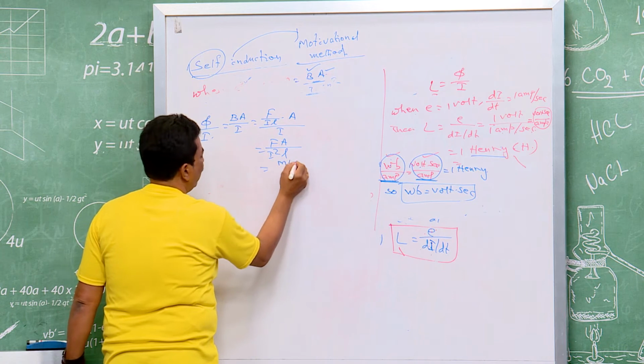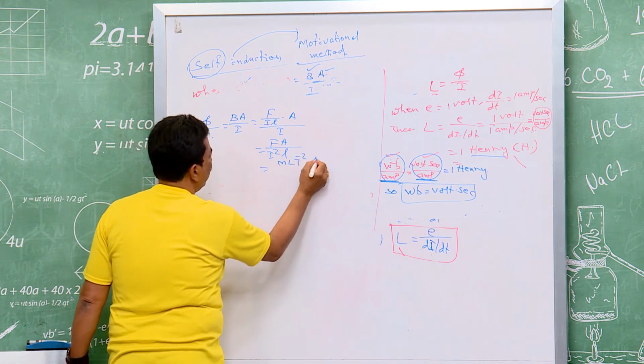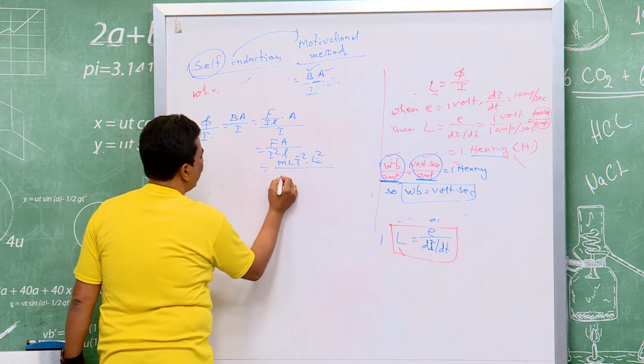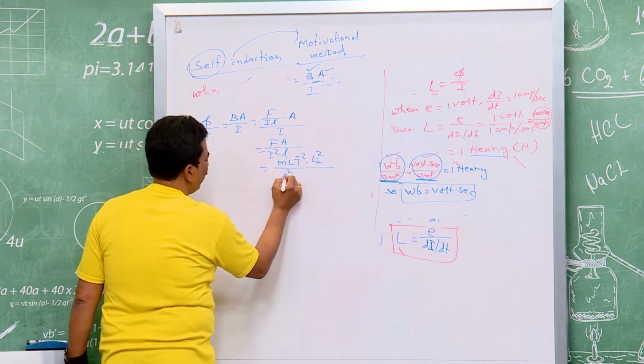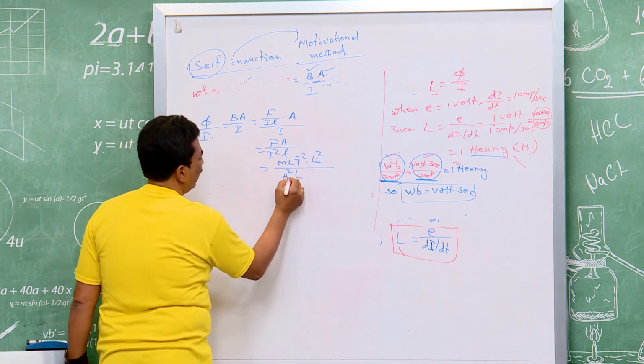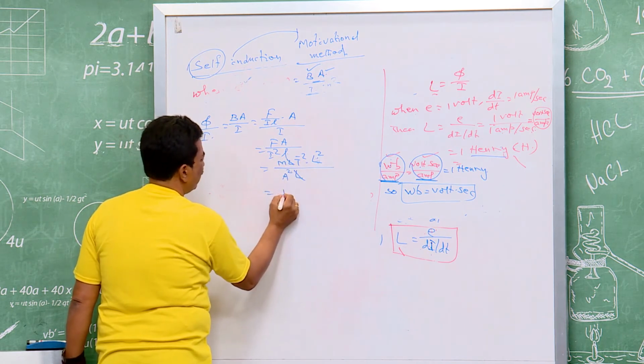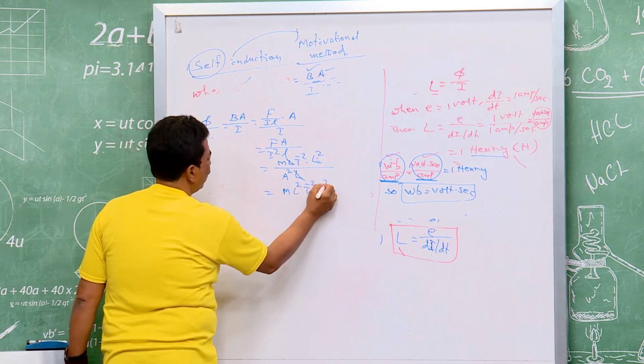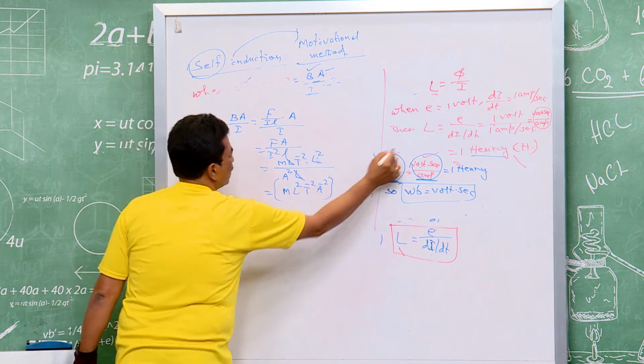Force dimension is m l t to the power minus 2. A dimension will be L square. I dimension is equal to ampere square, into capital A square, of L. You see this L will cancel. So, m L square t to the power minus 2 a to the power of minus 2, from this definition.